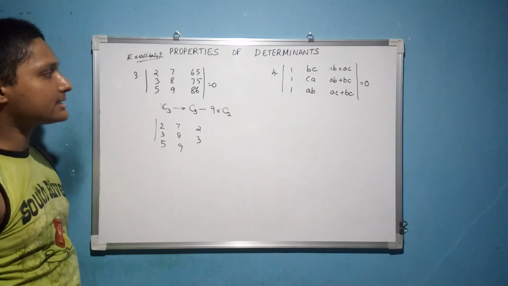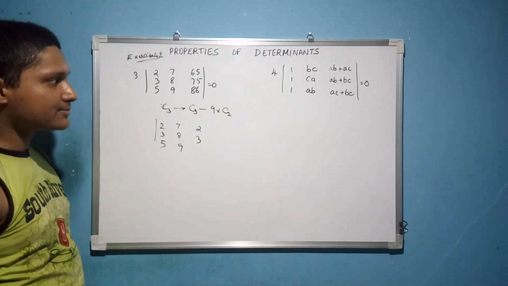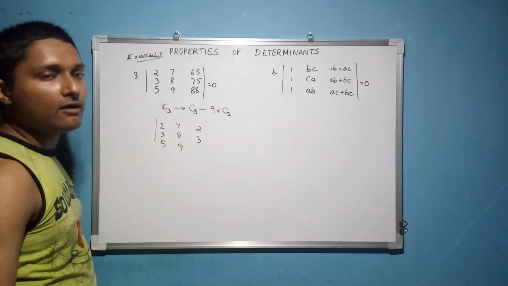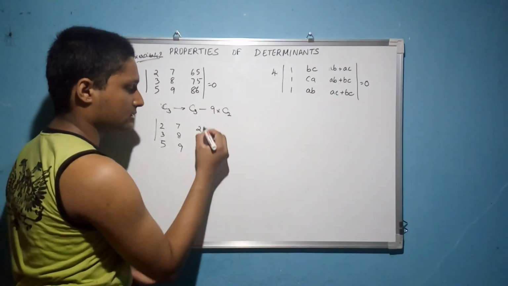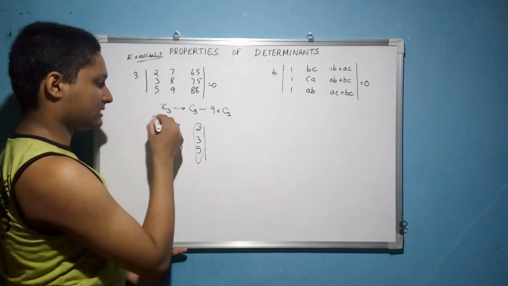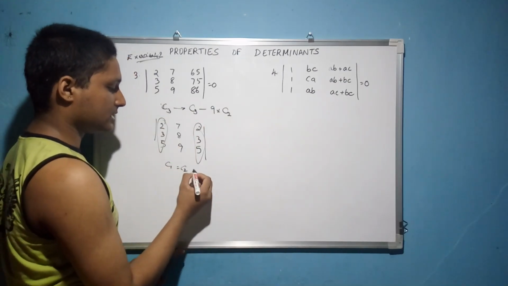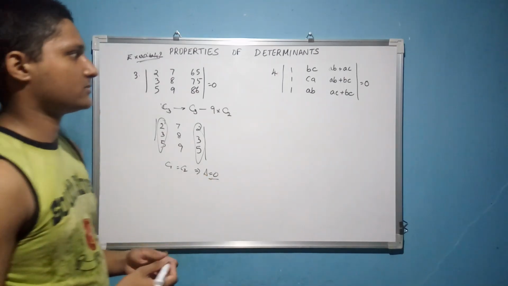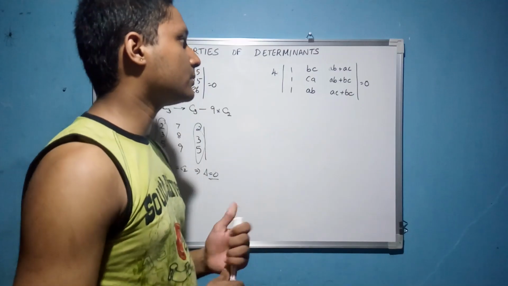Then you have 86 minus 9 times 9. 9 times 9 is 81, so 86 minus 81 is 5. So you can find out that these two columns are equal, that is C1 is equal to C2. Therefore, the determinant is going to be 0. Okay, next we'll move on to the fourth question.